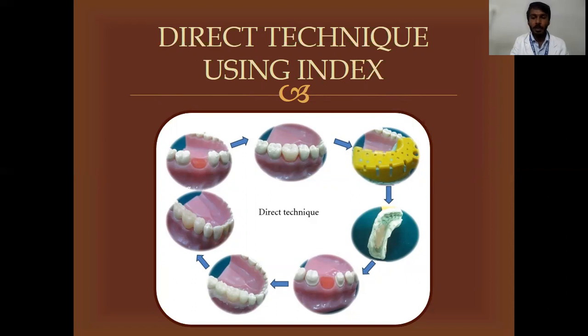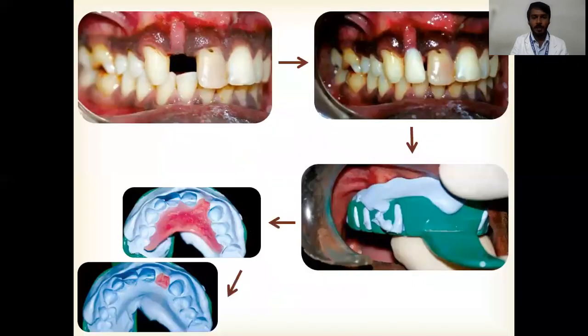We'll take out the provisional restoration. We'll remove the excess. After polishing, we will cement it with the luting cements. So this is another scenario where an RPD for the patient is present for replacing the missing tooth.